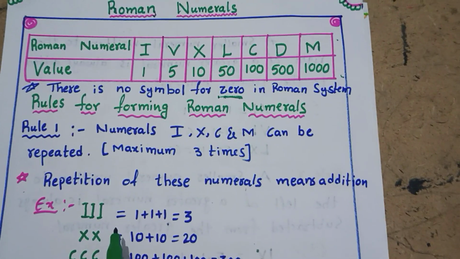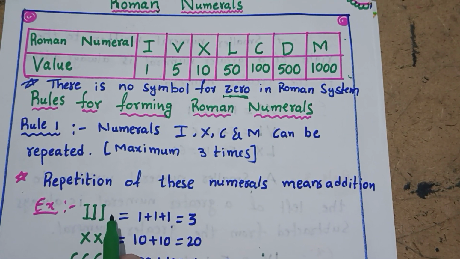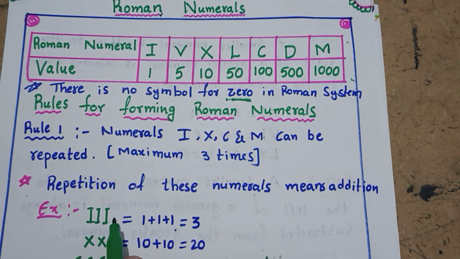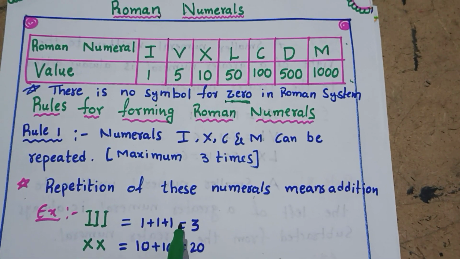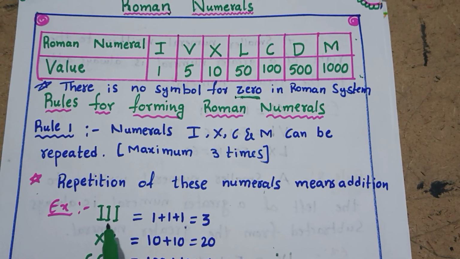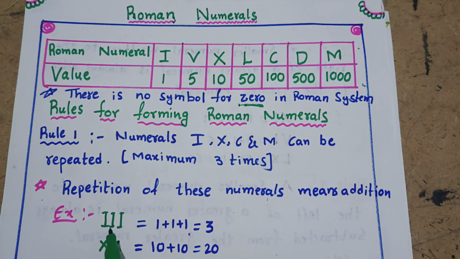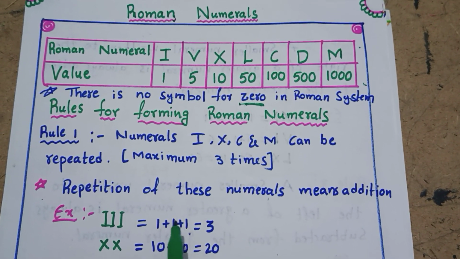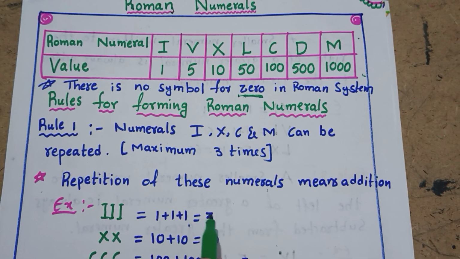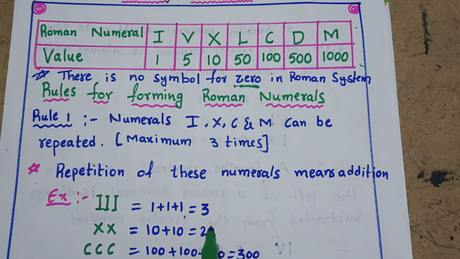Let us see one example. Here I is repeating 3 times. As I said, repetition means addition. The value of I is 1, and the value of each I is 1. So repetition means add: 1 plus 1 plus 1 is equal to 3.